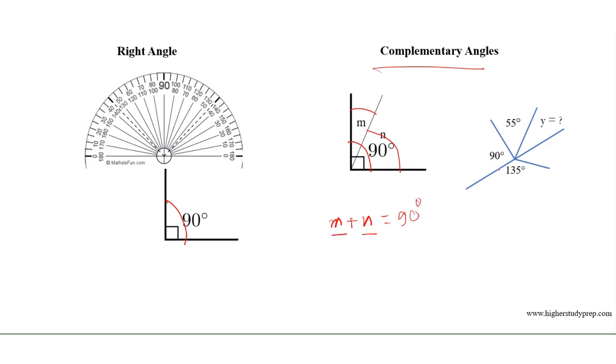In this figure, this is a straight angle, this is a right angle, that is why this is also a right angle. So 55 degrees and Y sum to 90 degrees as complementary angles. Therefore, Y is equal to 90 degrees minus 55 degrees, which results in 35 degrees. So Y is equal to 35 degrees.